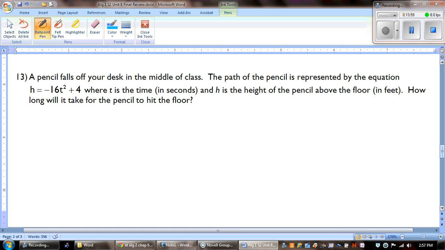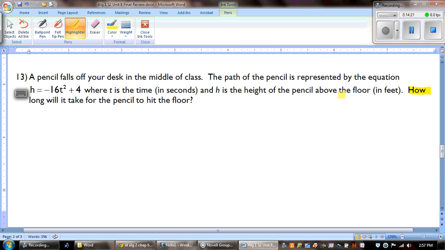All right, number 13. A pencil falls off your desk in the middle of class. The path of the pencil is represented by the equation h equals negative 16t squared plus 4, where t is the time in seconds and h is the height of the pencil above the floor in feet. How long will it take for the pencil to hit the floor?